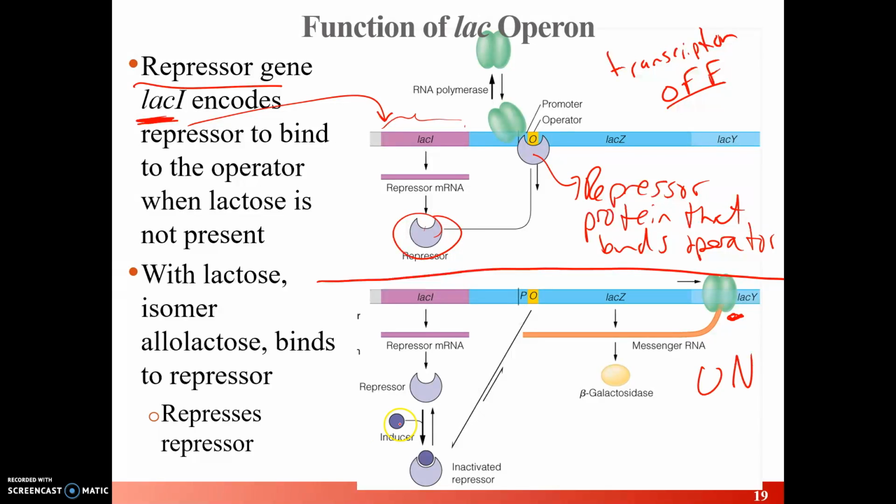When lactose is present, so here's our lactose, lactose is known as the inducer because lactose binds the repressor. Now, it's actually not lactose, just so you know. It's an isomer of lactose called allolactose, but most people will just say lactose binds the repressor. It's more correct, since you have a foundation of organic chemistry, to make a note that it's allolactose.